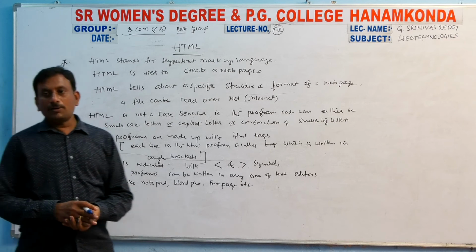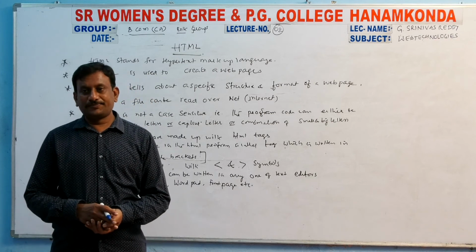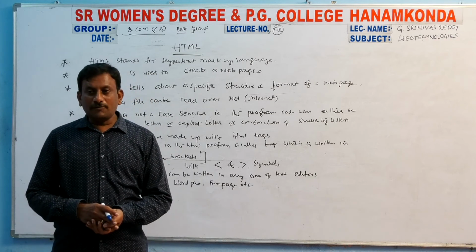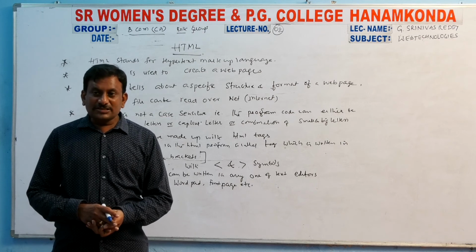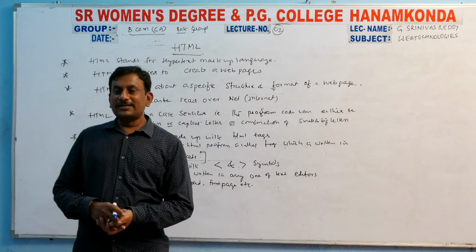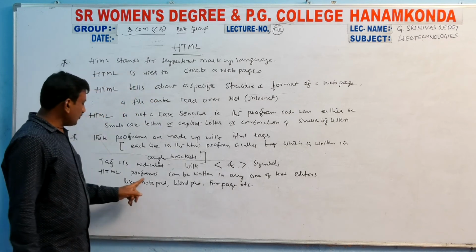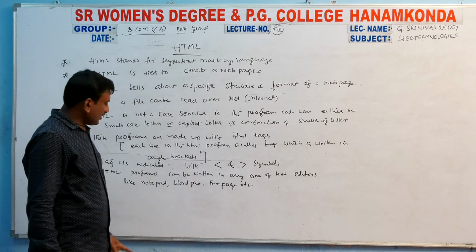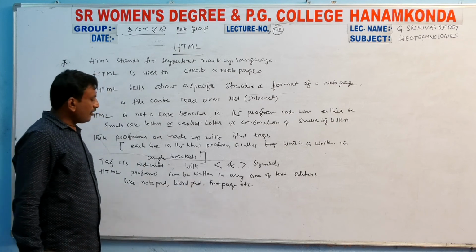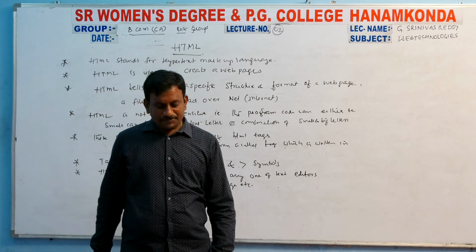By default, the Windows operating system provides Notepad. Whenever Windows is installed, it by default provides one text editor called Notepad. One browser will be there by default, called Internet Explorer. In this case, the HTML programs can be written in any one of the text editors like Notepad, WordPad, or FrontPage. These are the points, okay?